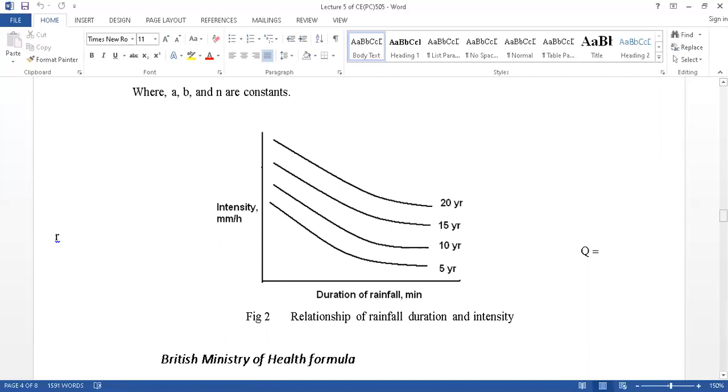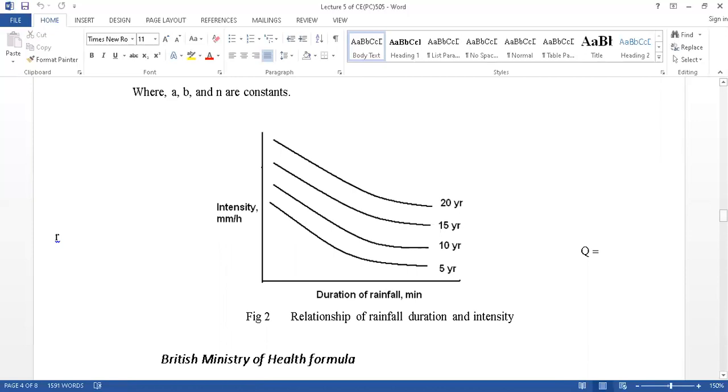Intensity means millimeter per hour. The rainfall intensity pattern is decreasing in the same way, irrespective of whether it is 5 years, 10 years, 15 years, or 20 years. That is what I am going to highlight to you.